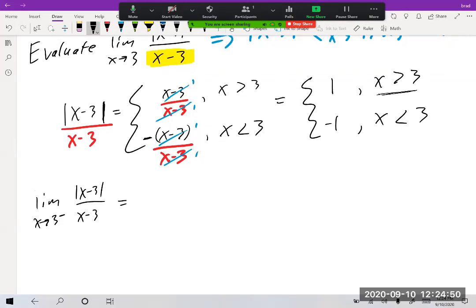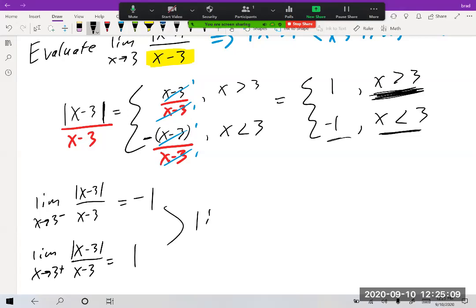Well, this is to the right of 3, and this is to the left of 3, so I use negative 1. Okay, then I'm going to do the limit as x approaches 3 from the right of absolute value of x minus 3 over x minus 3. But that is from the right of 3, that would be this guy here now, right? So from the right of 3, we would use positive 1.